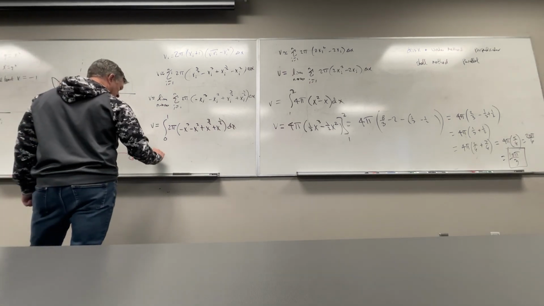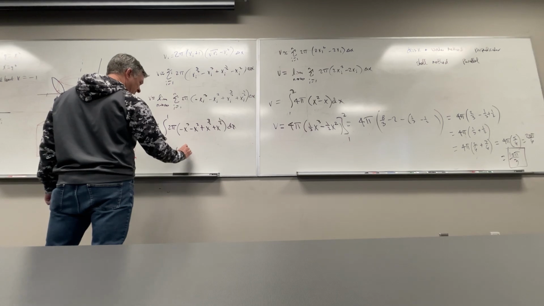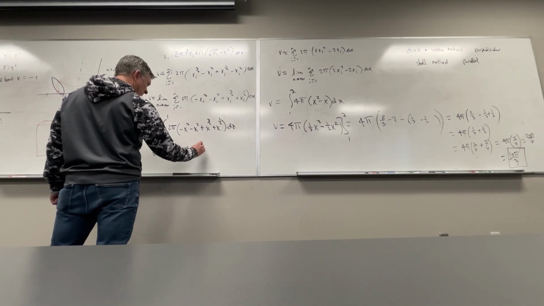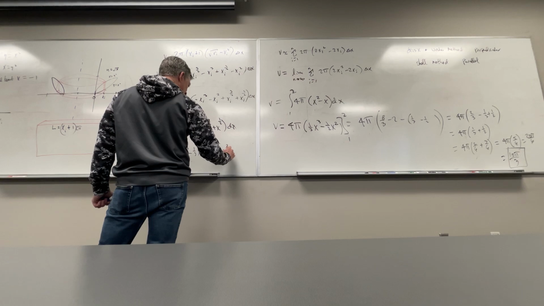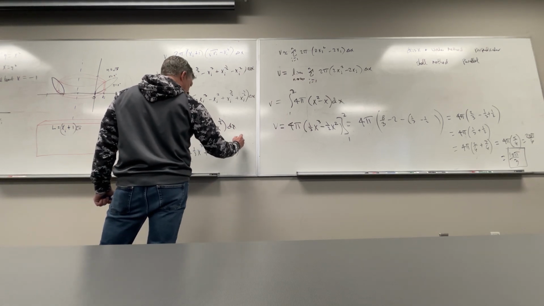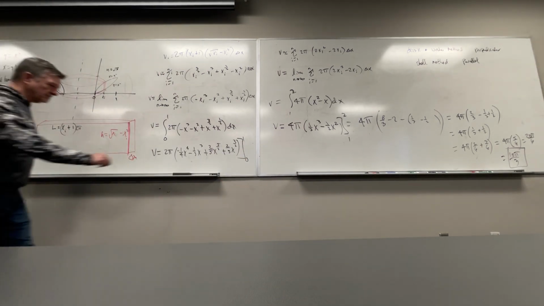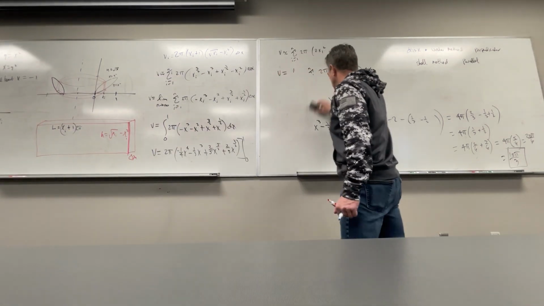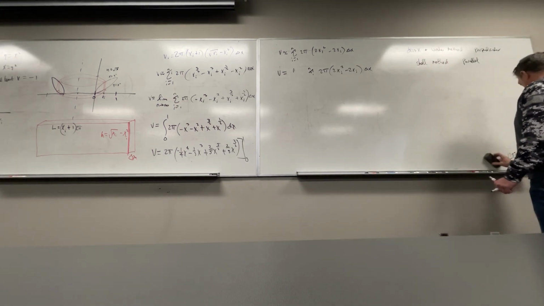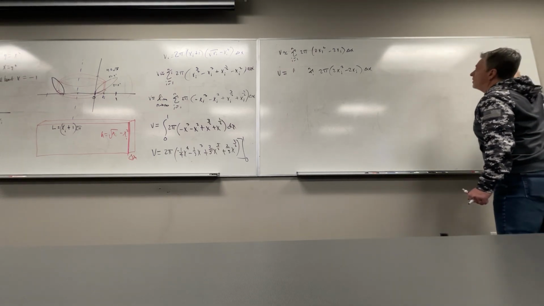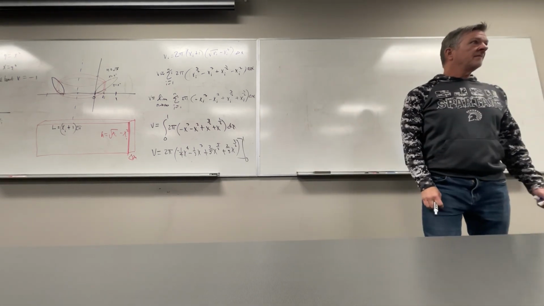Okay, what do we got? This is going to be 2 pi times minus 1/4 x to the 4th minus 1/3 x cubed plus 2/5 x to the 5/2 plus 2/3 x to the 3/2, evaluated from 0 to 1. Okay, everybody doing okay? Any questions?